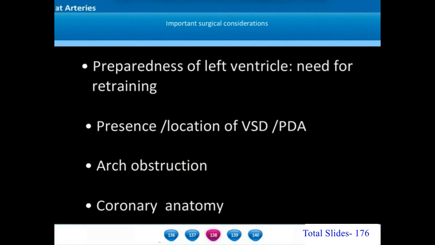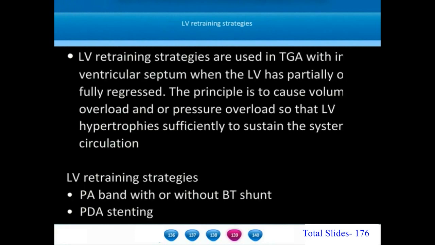Important surgical considerations before an arterial switch operation will be to find out the preparedness of the left ventricle and the need for retraining of the left ventricle, presence and location of a ventricular septal defect, and presence of a PDA. Presence or absence of significant arch obstruction which will need surgical repair, and the coronary artery abnormalities. When transposition of great arteries with intact ventricular septum are associated with fully regressed left ventricle, retraining strategies are adopted.